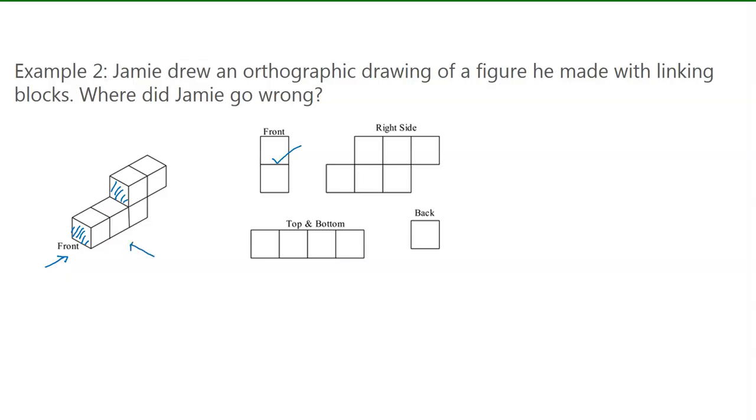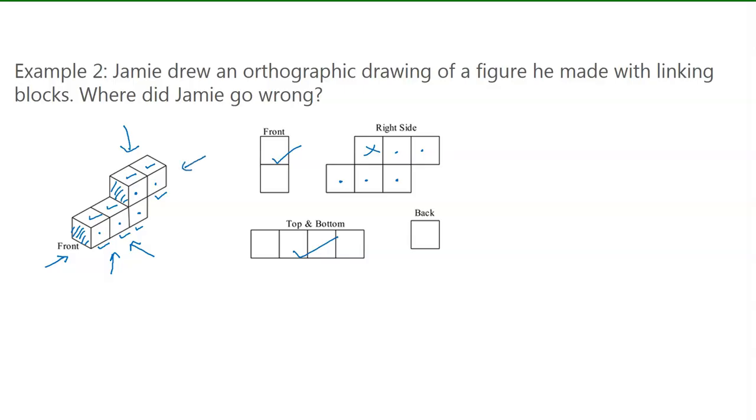Now if I were to look at the right side, I would see 1, 2, 3 blocks on the bottom and then 2 blocks on top. So these 3 blocks are right and these 2, but he got an extra block there, which he shouldn't have. Now if I were looking at the top of the object, I would see 1, 2, 3, 4 blocks in a row. And if I looked at it from the bottom, again I'd see 1, 2, 3, and then 4 blocks in a row. So the top and bottom views are correct.